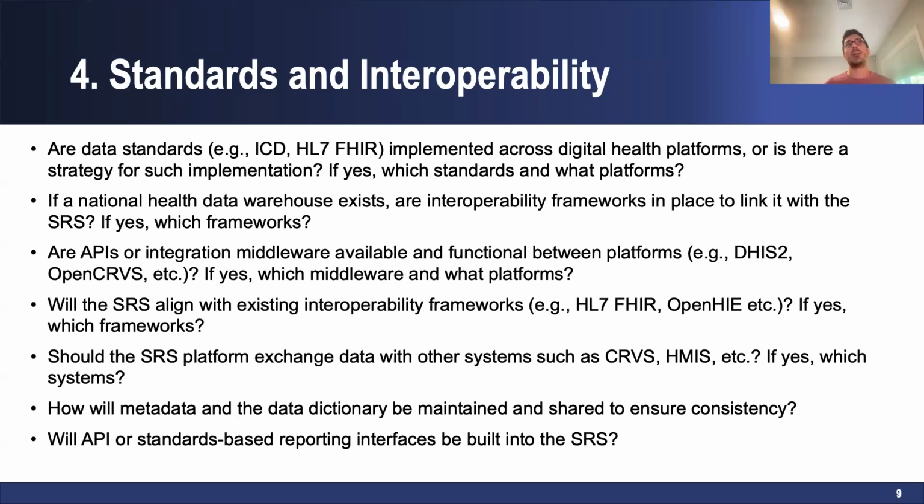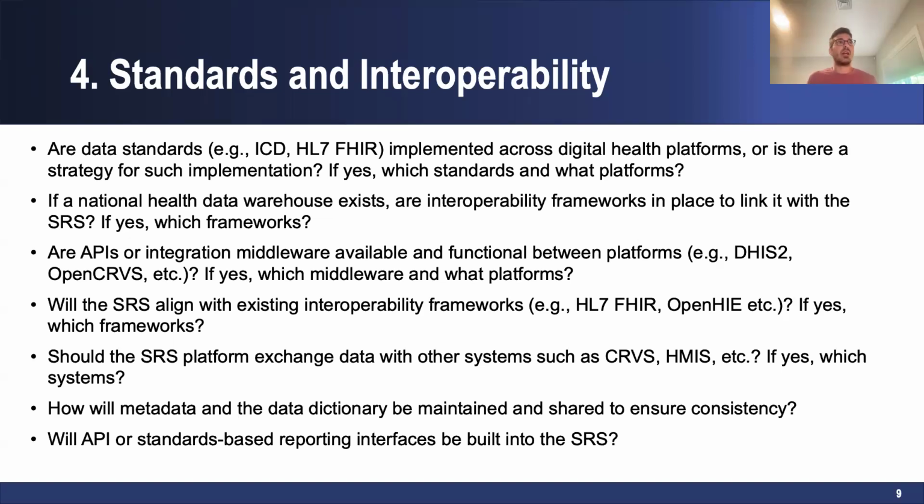So standards and interoperability is focused on, for the variety of software tools that we just discussed, do they need to communicate with each other? And what is that data sharing strategy? That strategy should not be defined by the tools themselves. That should be defined by someone, or a group of people or a committee in SRS planning thinking strategically: we want to link SRS with CRVS and SRS with any other system.